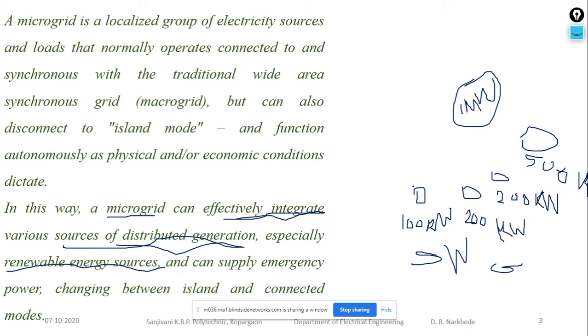आइसलँड मोड म्हणजे काय? It will disconnect itself from the main grid. मेन ग्रीड पासून स्वतःला डिस्कनेक्ट करून घेतलं की तो झाला आइसलँड मोड. आता हे जर मी सर्व कनेक्ट केलेले असेल, suppose this is my grid over here, हा एक मेगावॅटचा आहे, हे डीजी आहे, हे सर्व एकमेकांना कनेक्ट आहे. हा याला कनेक्ट आहे, हा याला पण कनेक्ट आहे. Similarly, this is also connected to this one, this is also connected to this one and this is already connected. So these are connected.